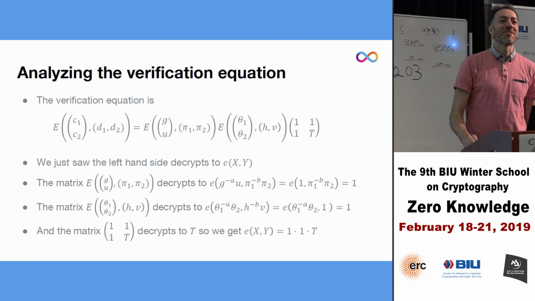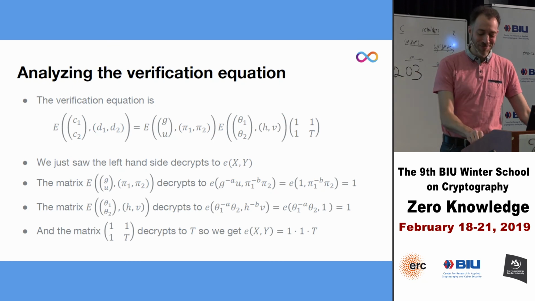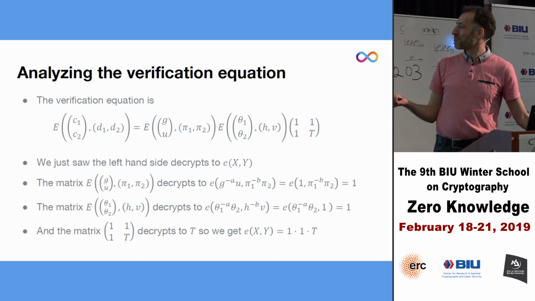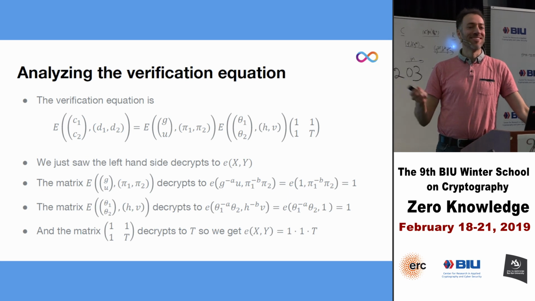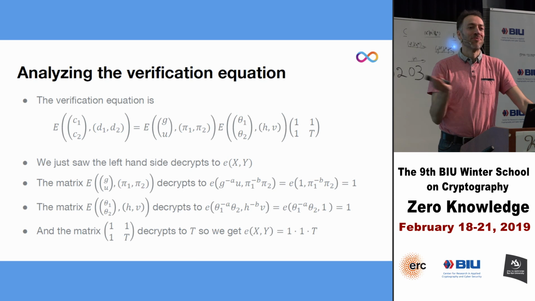Exactly. So that's what I mean. So decrypting along down the columns is you take the first row, you raise it to the -a, and you multiply that to the second row, and now you have one row.